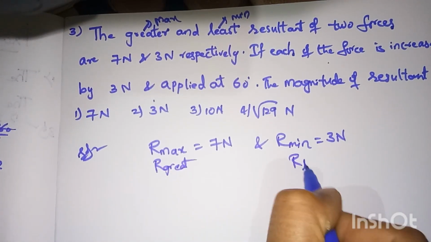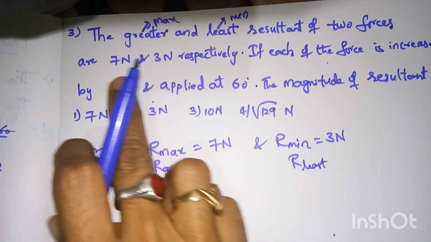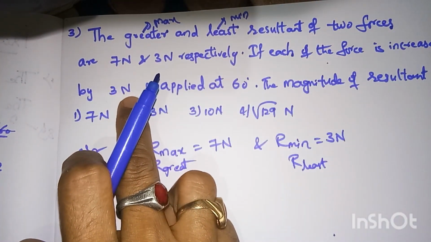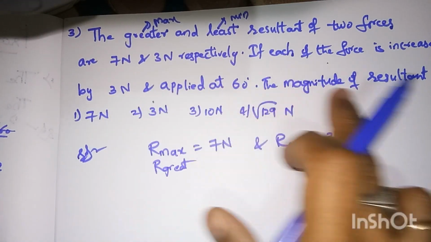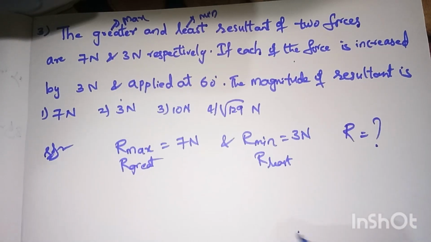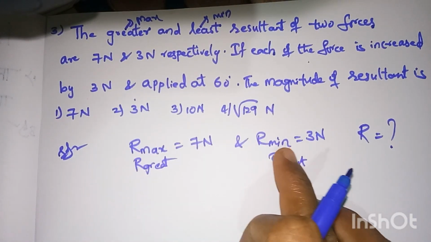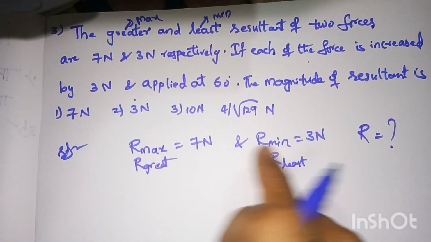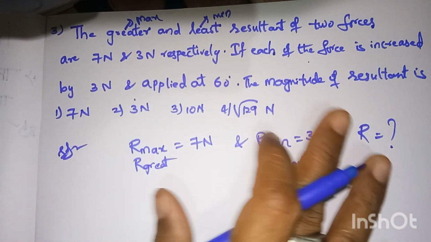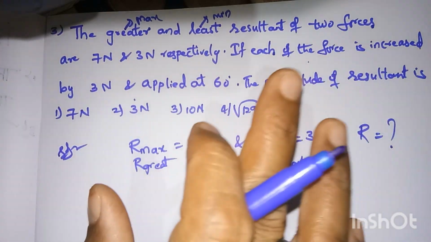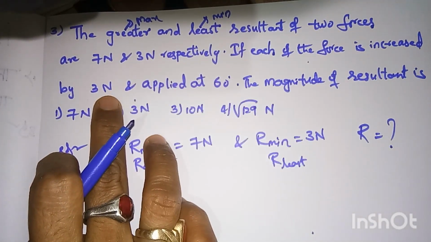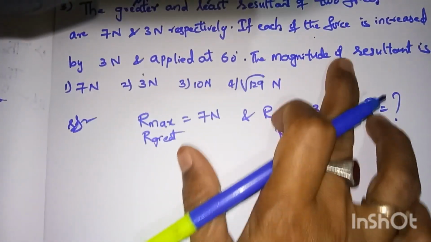So respectively, if each of the force is increased by 3 Newton and applied at 60 degrees, they say to find the magnitude of resultant. They say to find R by giving R maximum and R minimum. With the help of R maximum and R minimum, we are going to find P and Q. With the help of P and Q, after increasing them by 3 Newton and applying 60 degrees, we can find the magnitude of resultant.